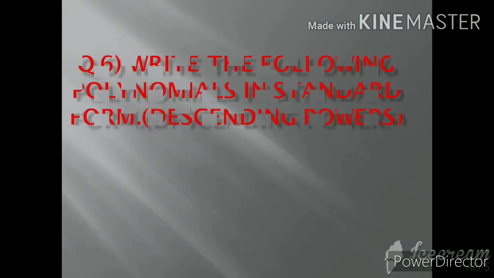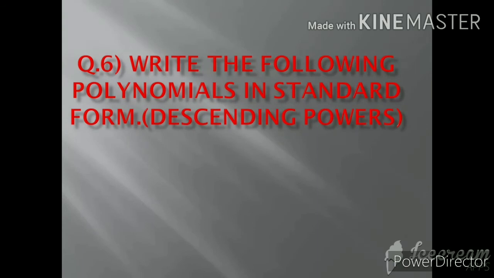Next, question number 6. Write the following polynomials in standard form. Standard form means children, descending powers of the variable. Descending order, you all know children, it means bigger to smaller.